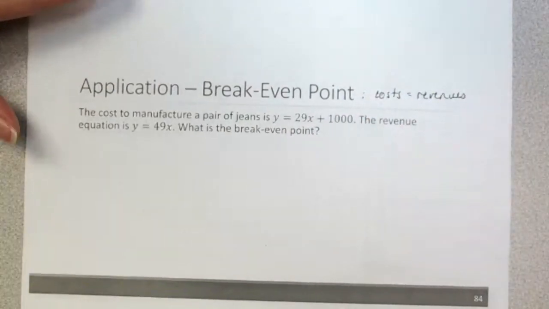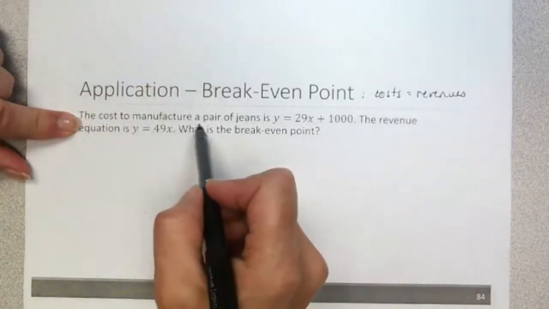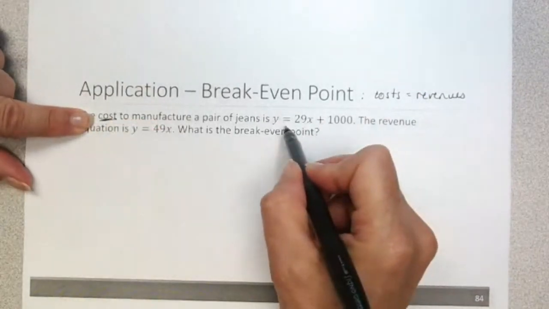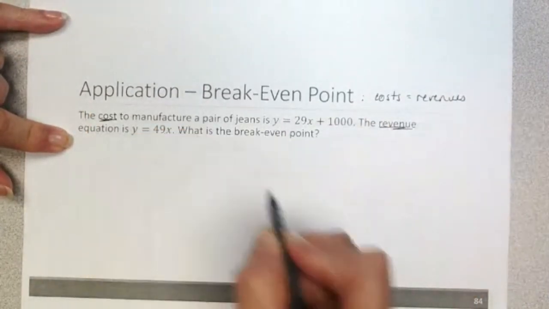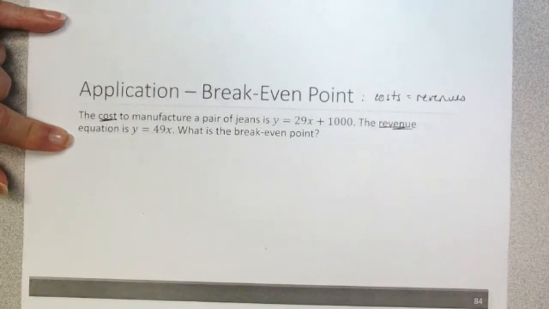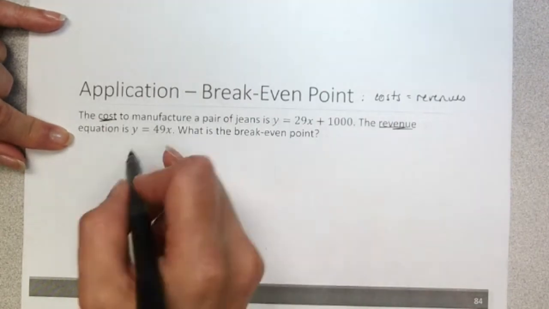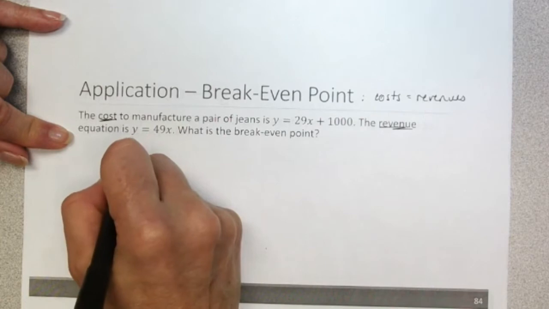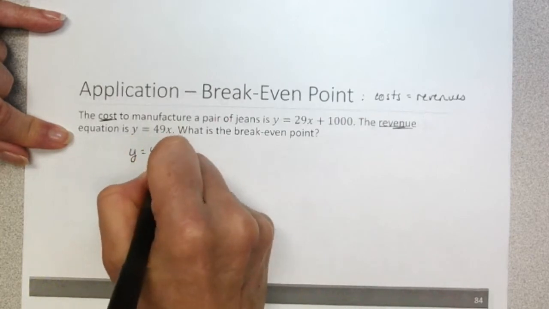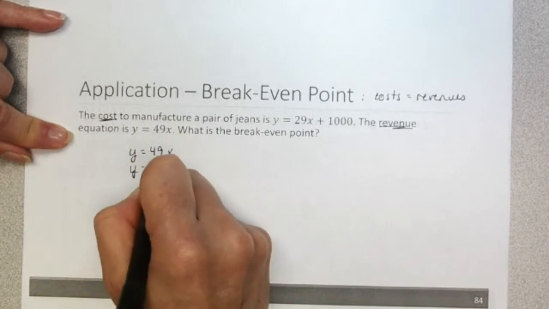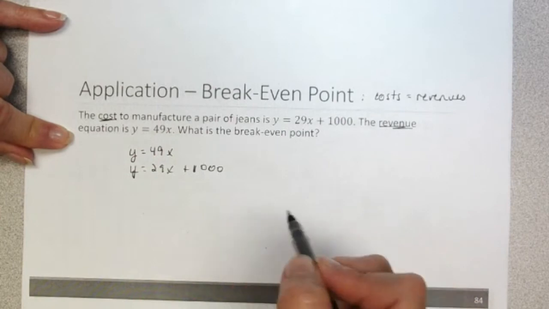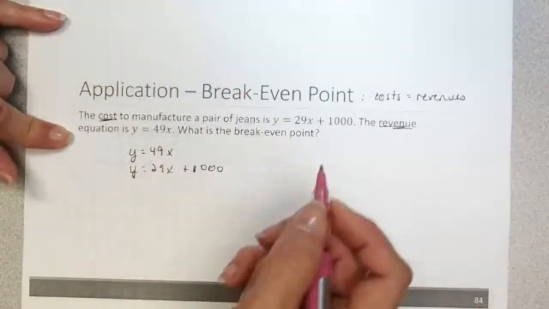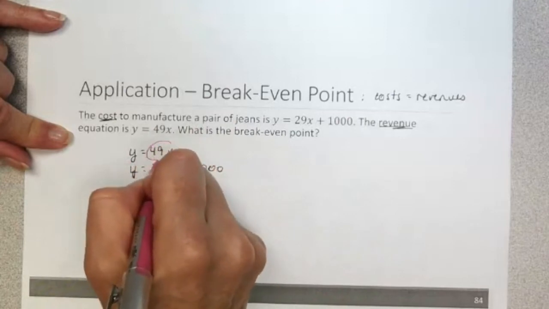That's break-even. All right, we've been given two equations here. The cost equation is y equals 29x plus 1,000. The revenue equation is y equals 49x. How do we know what the break-even point is? It's when these two equations equal each other, okay? We could solve this as a system of equations, right? I would do this, y equals 49x, y equals 29x plus 1,000, and then I would just use the substitution method, substituting one of these expressions for y into the other.